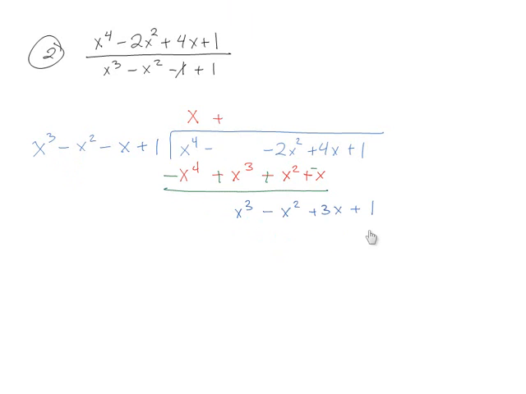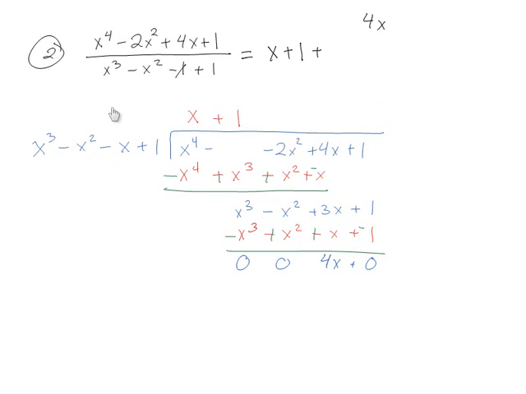Woohoo! x cubed goes into x cubed one time. When I multiply those out, I got x to the 4th minus x squared minus x plus 1. I'm going to subtract all of those and get, wait, I suck at typing. It's supposed to be 3. All right, and so that's going to be 0, 0, 4x. Yeah, 4x and 0. So that means that this is equal to x plus 1 plus a remainder of 4x over x cubed minus x squared minus x plus 1.